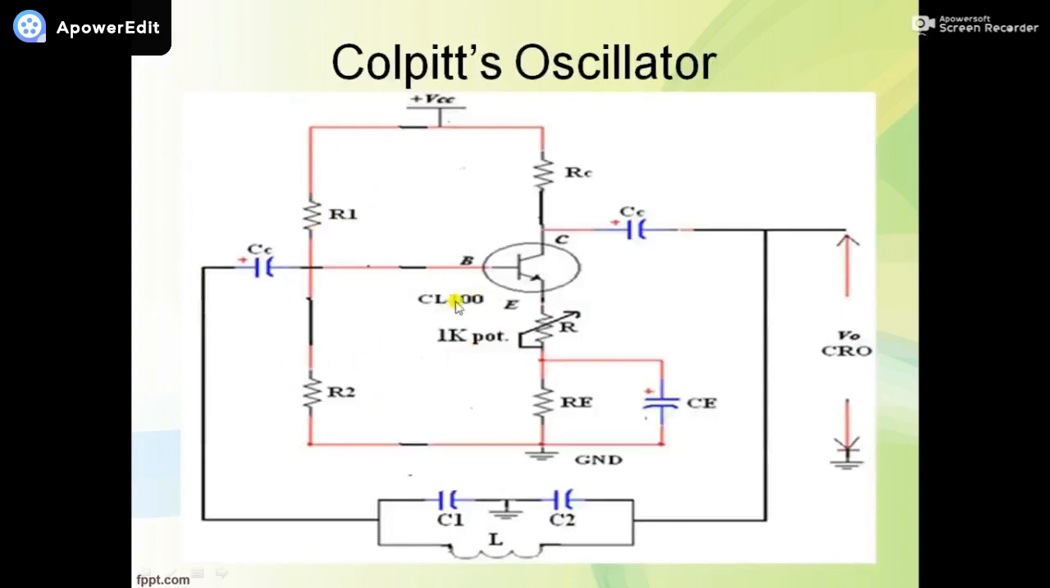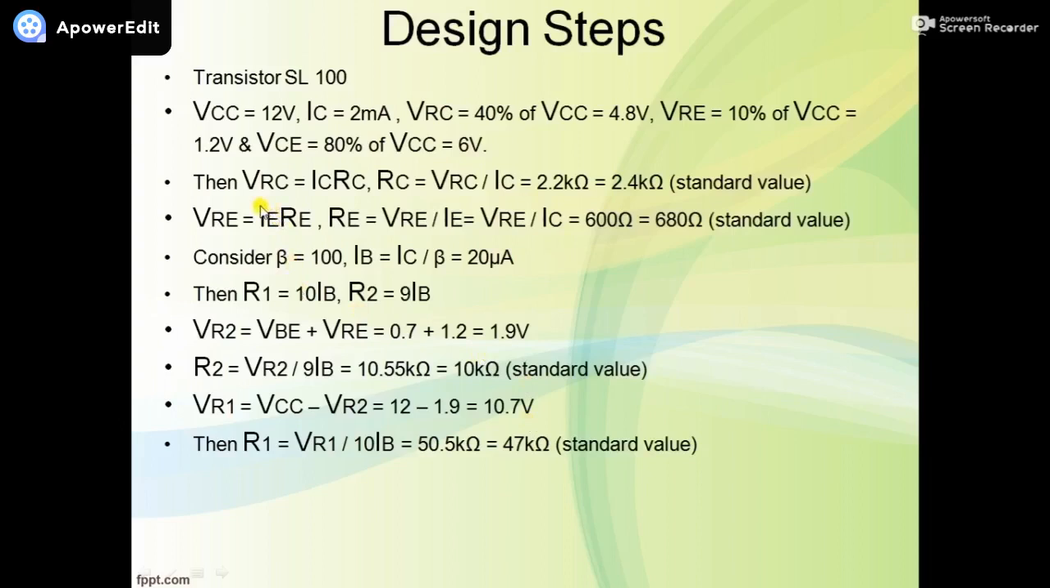Next our aim is to calculate resistors R1, R2, RC, RE, coupling capacitors C1, C2 and L. Here VRC is equal to IC times RC. From this equation RC is equal to VRC by IC. VRC is 4.8 volt, IC is 2 milliampere. So we are getting 2.4 kilo ohm as the standard resistor value.